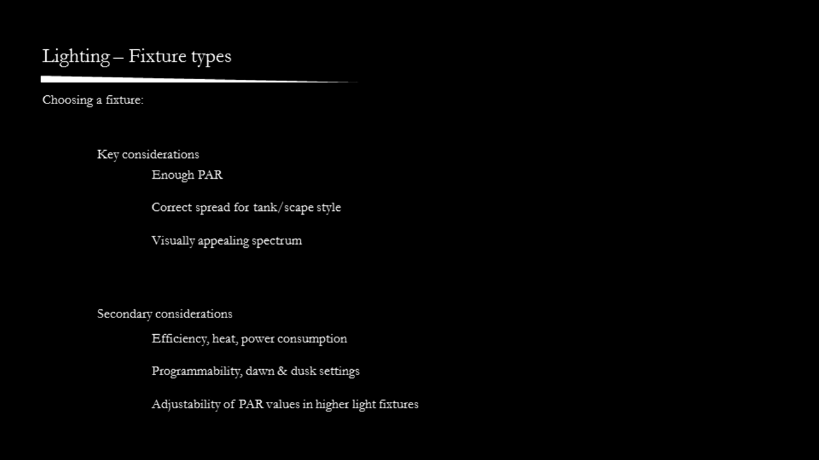After satisfying the main criteria for a light, secondary conditions include things such as whether the light fixture is efficient, whether it is programmable, having dawn and dusk functions, and whether or not the light is dimmable. This is especially important for lights that have very high power values that produce a lot of light, because dimming the light fixture is one of the easiest ways to deal with algae issues.